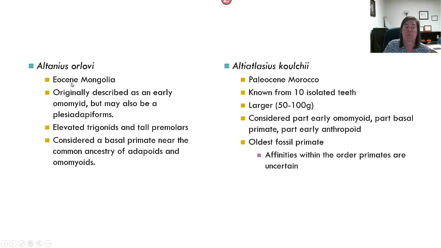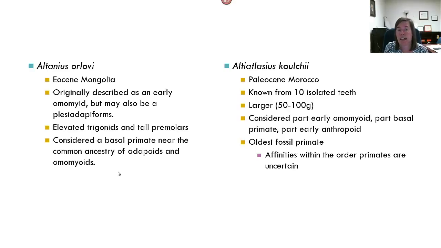Altanius is from the Eocene in Mongolia, so this is north of Russia, and it's originally described as an early Omomyoid, but it's probably a Plesiadapiform. It has elevated trigonids and tall premolars, and it's considered a basal primate near the common ancestry of the Adapids and the Omomyoids, so very, very early.